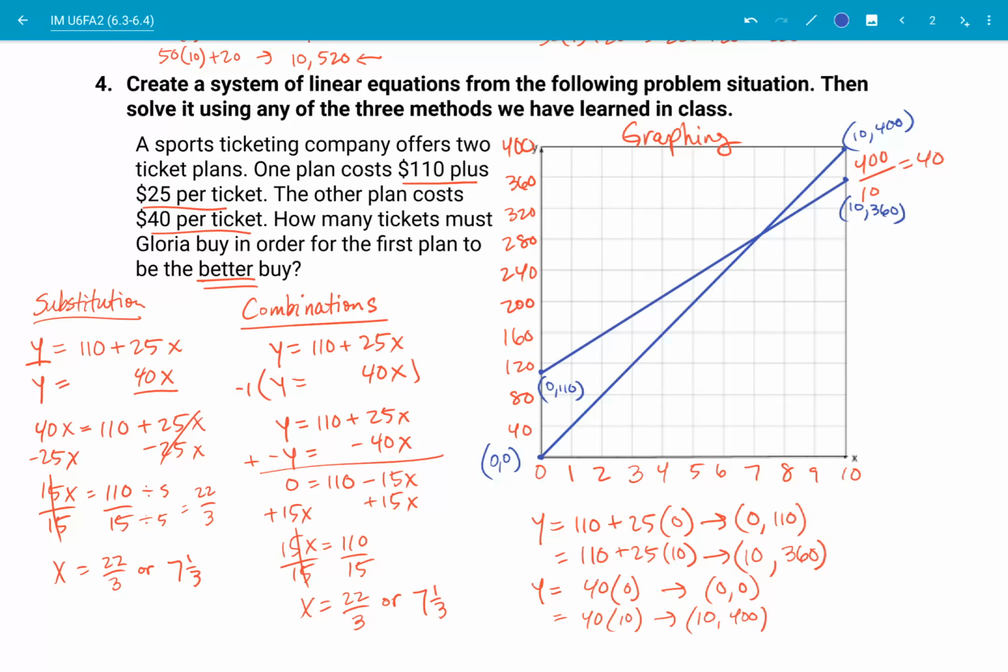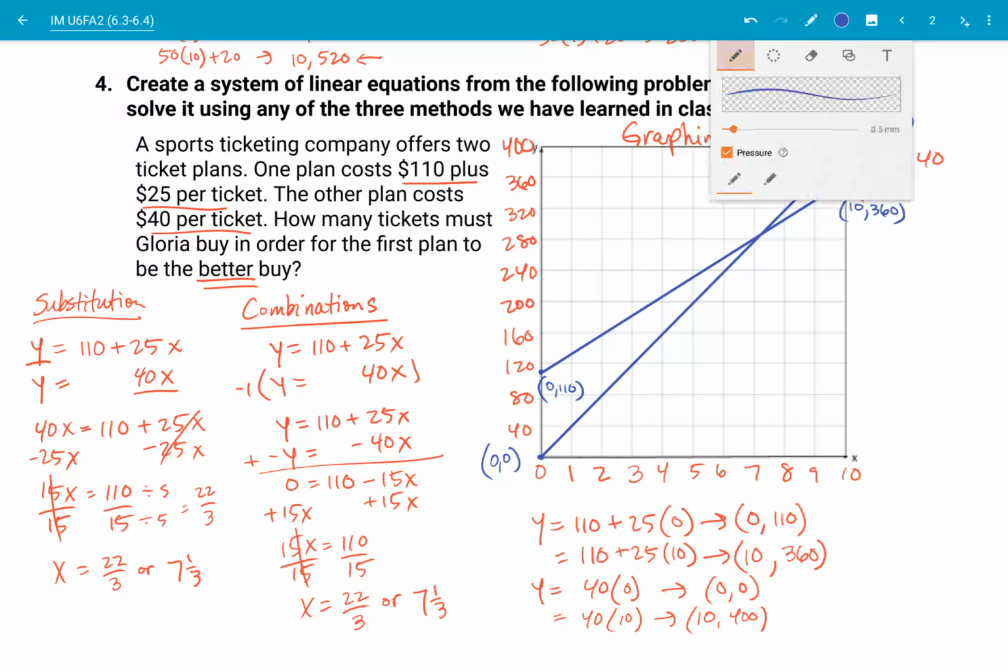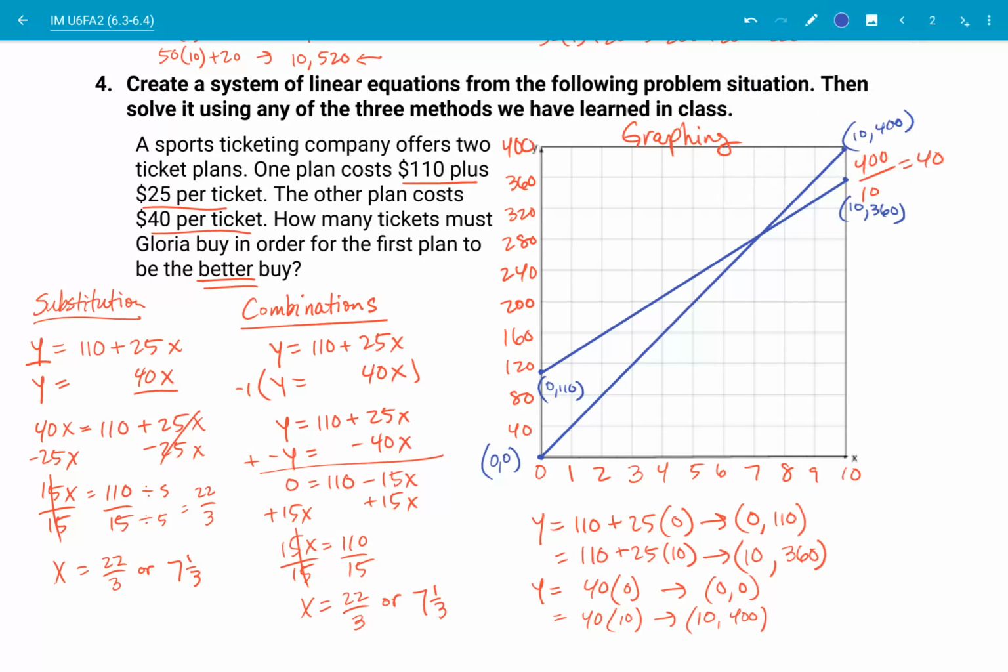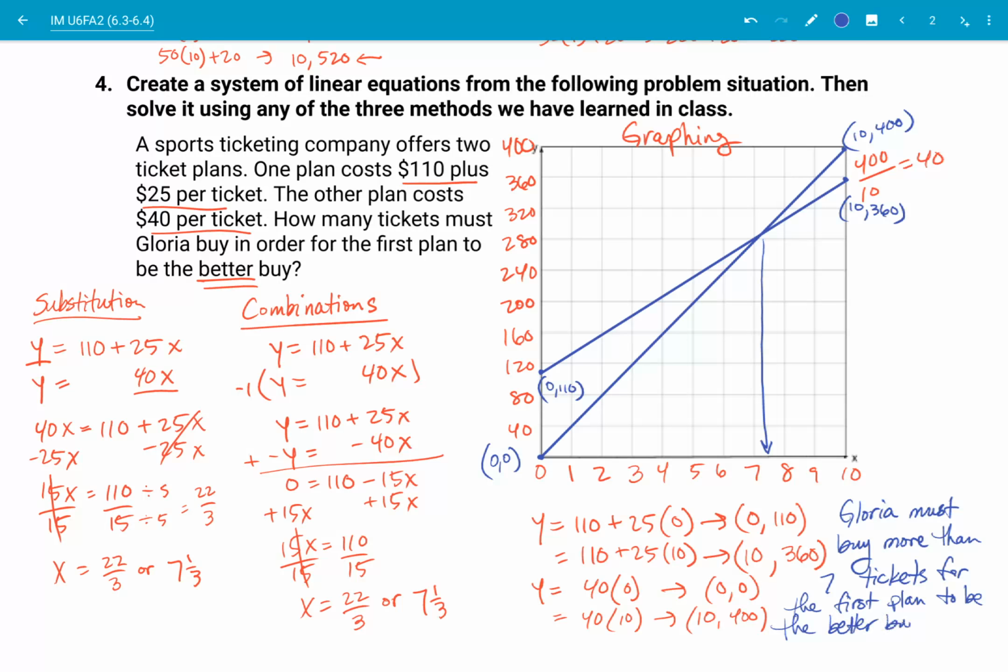And if I look at where they cross, right about here, which is somewhere in between 7 and 8. So my final answer would be Gloria must buy more than 7 tickets for the first plan to be the better buy. There we go.